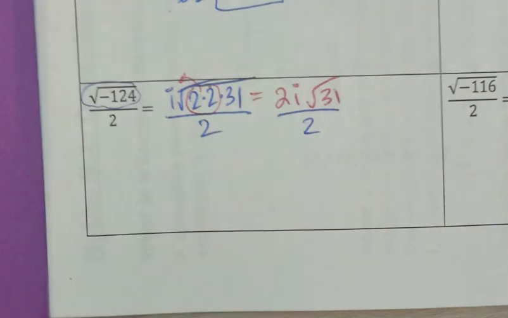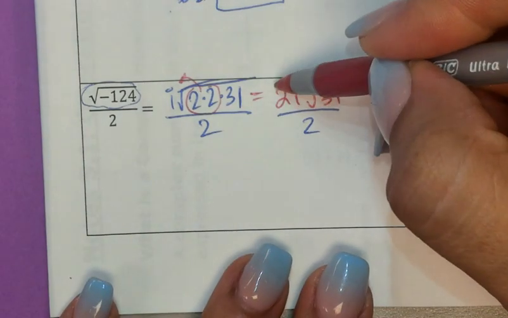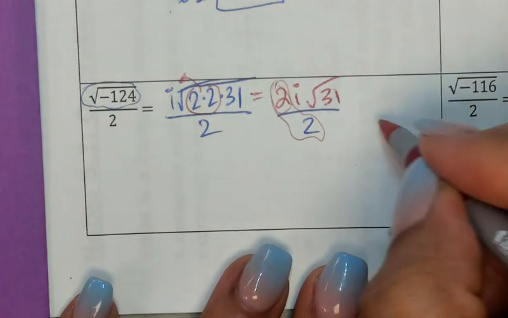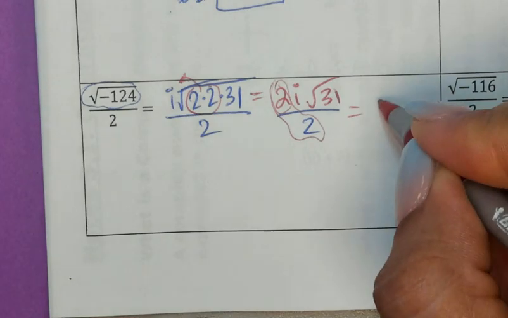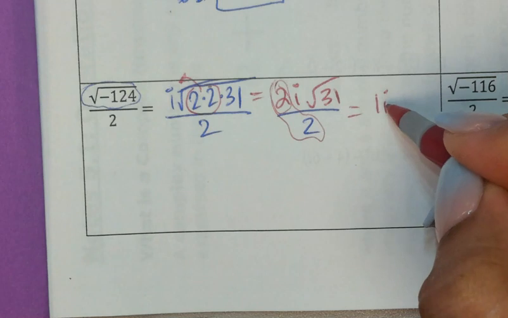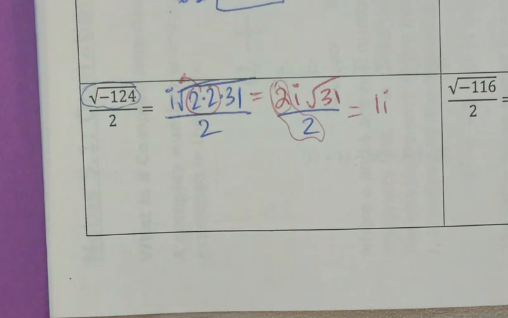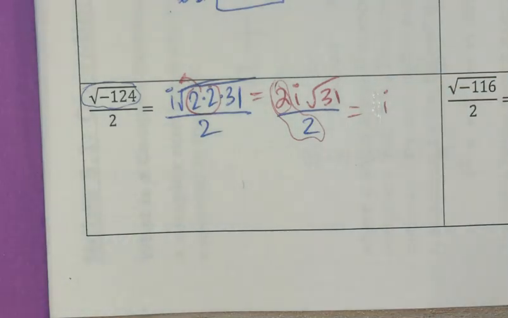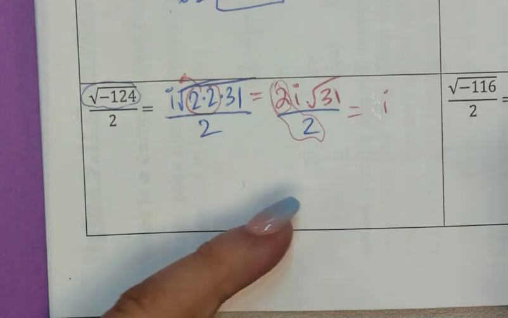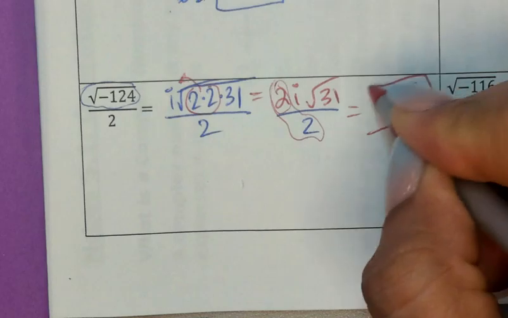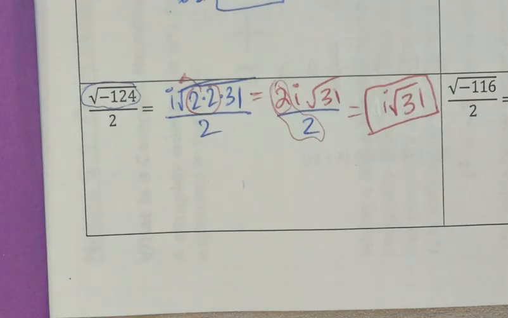And now, the division by 2 only applies to the coefficient that you have for i. So 2 divided by 2 equals 1, but we're not going to write 1i, because in algebra we don't write ones in front of variables. So I'm going to wipe that out and only leave the i, and then have square root of 31 right next to that. So that is your answer, i square root of 31.